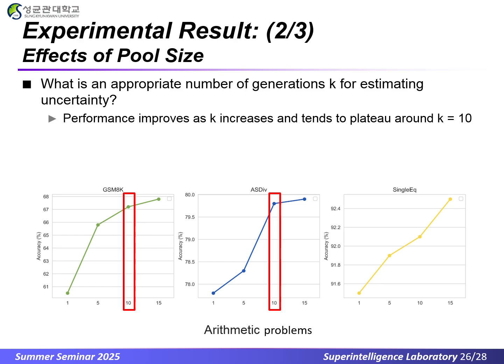Here, K denotes how many times we sample answers for each question to estimate its uncertainty. Across all 3 benchmarks, GSM-8K, ASDIV, and single EQ, accuracy steadily rises as K increases, because more samples lead to a better estimate of which questions truly confuse the model. Notice, though, that beyond about K equals 10, highlighted in red, the gains begin to decrease. That tells us K equals 10 strikes a good balance between computational cost and uncertainty estimation quality.